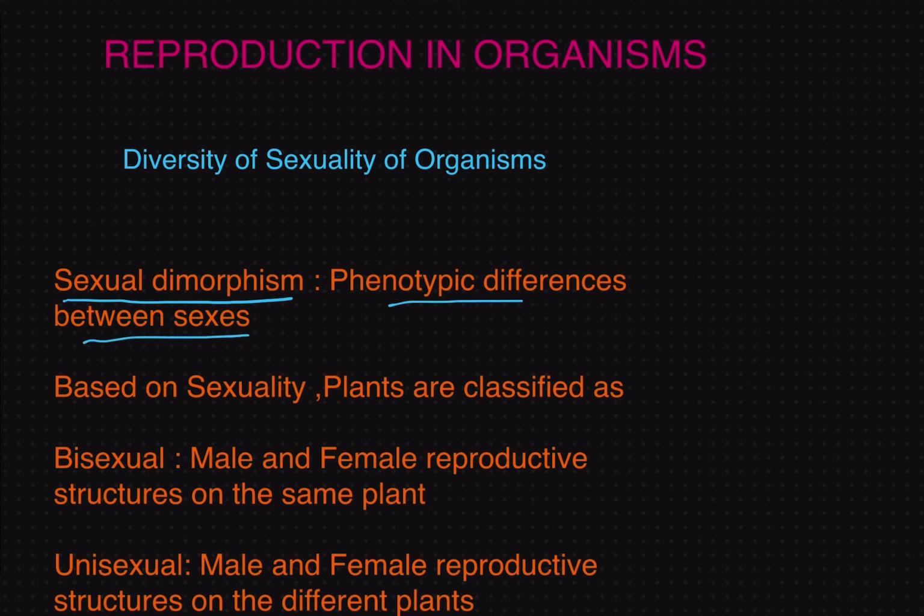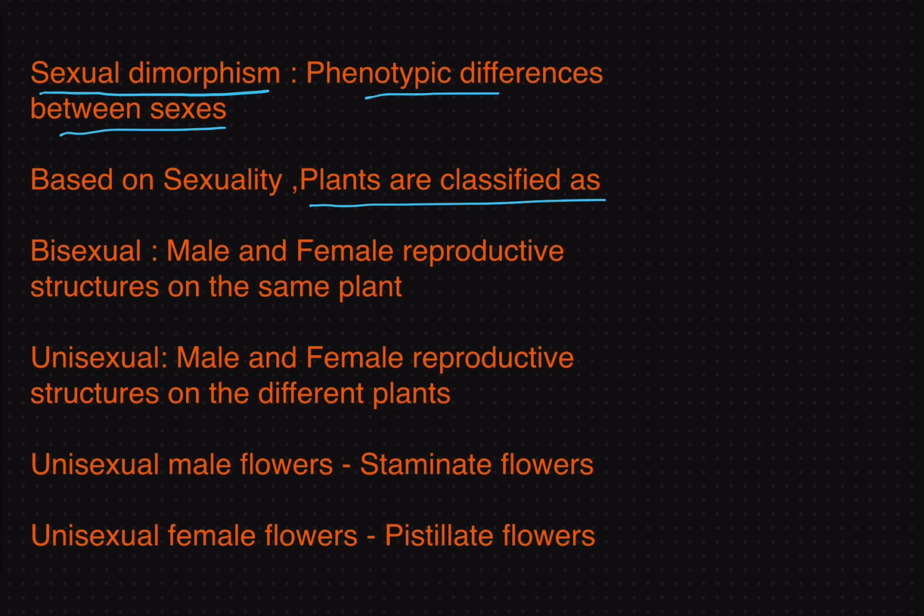That is, you can easily identify which is a male and which is a female by looking at the morphology. If a species is exhibiting sexual dimorphism, the phenotype of the male is different from the phenotype of the female. Now, based on sexuality, plants are classified into two types, bisexual and unisexual. What do you mean by bisexual? Both the male and the female reproductive structures are present on the same plant. Such a plant is called a bisexual plant. Example, sweet potato.